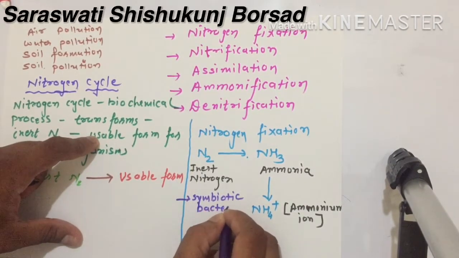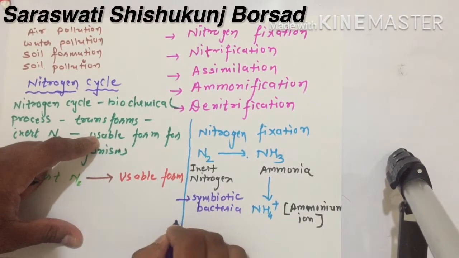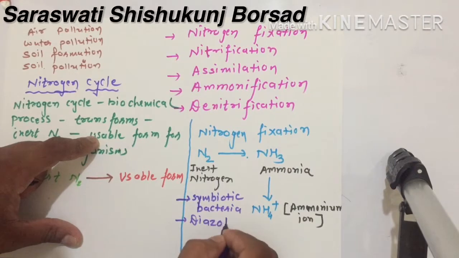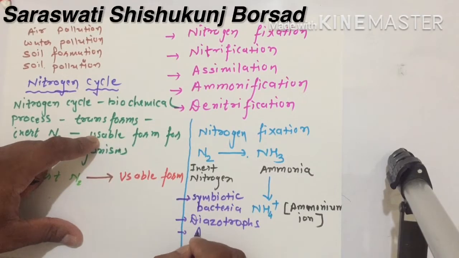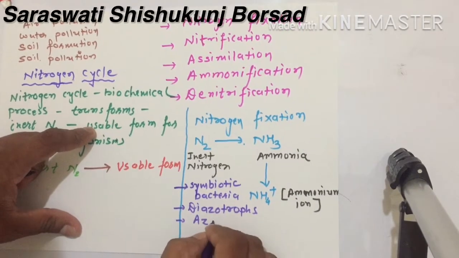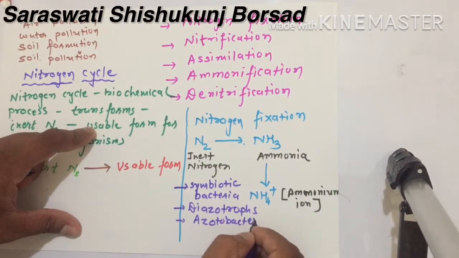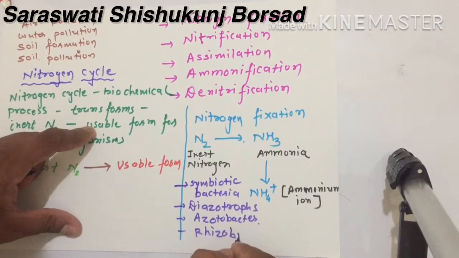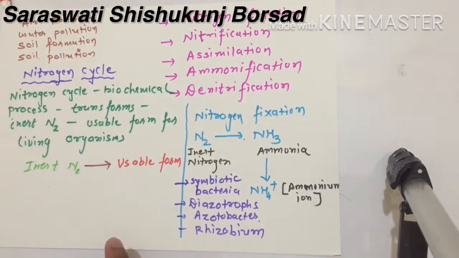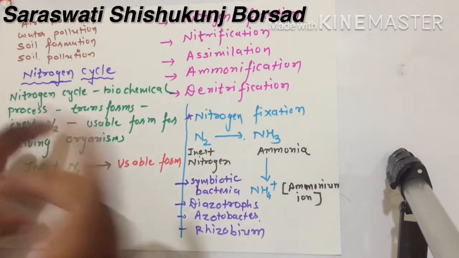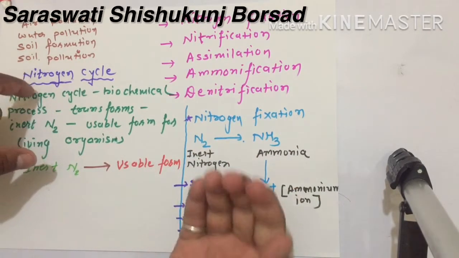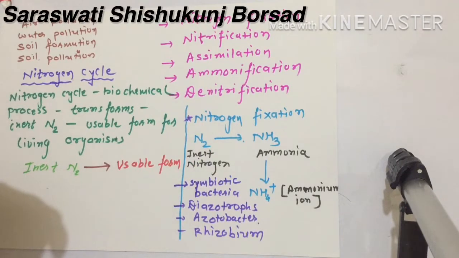The entire process of nitrogen fixation is carried out by symbiotic bacteria which are known as diazotrophs, also called azotobacters, and also known as rhizobium. So by these types of bacteria, diazotrophs, azotobacters and rhizobium, nitrogen fixation is done, in which the inert nitrogen is converted into ammonia, and ammonia is a usable form for organisms.